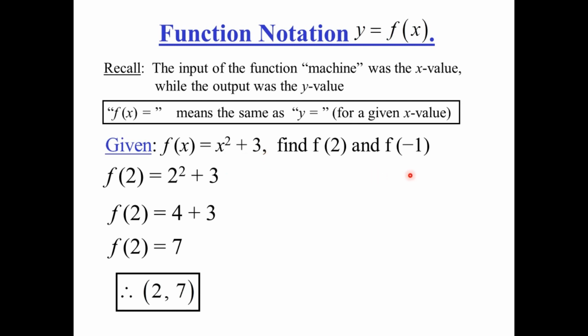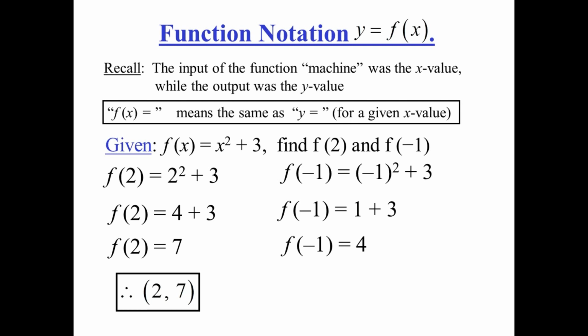And if you ask for f of -1, it means input -1. This is what this is saying, input -1 into the defining equation. So we would say f of -1 equals (-1) squared plus 3, and do the math. It's pretty simple. (-1, 4) is one of the ordered pairs.